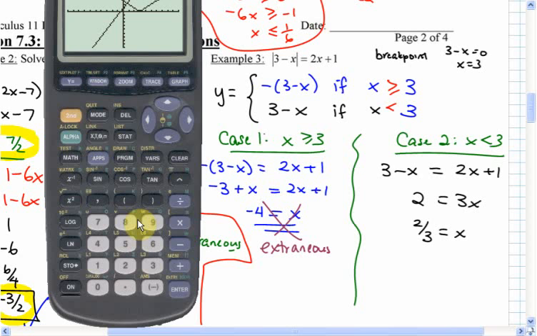Okay. Now, ladies and gentlemen, can you see why there's only one answer? Because if you look at the absolute value graph and that line, it only crosses once. Now, just to let you know, where do you think this other answer, -4, came from?